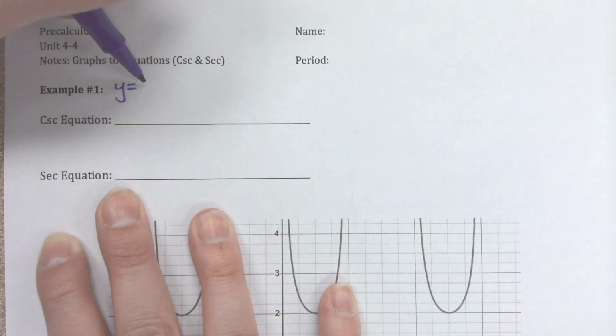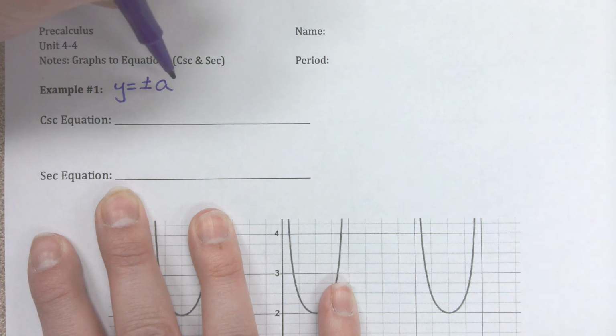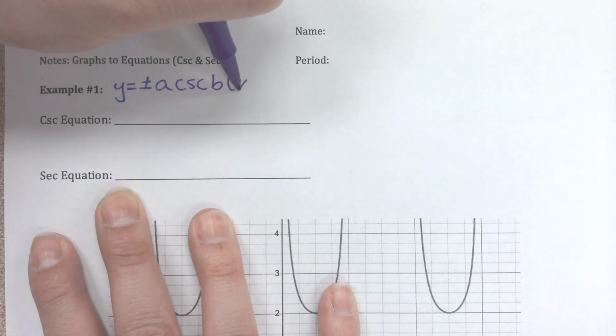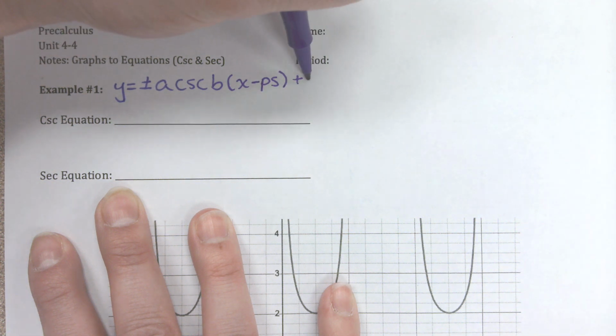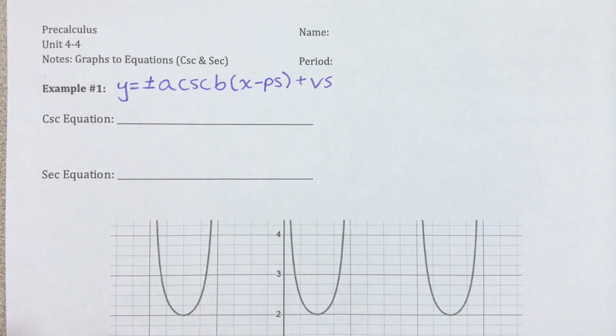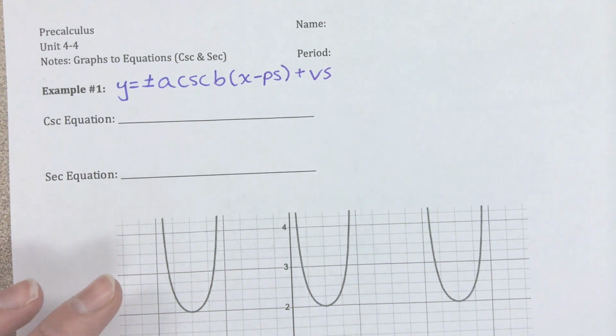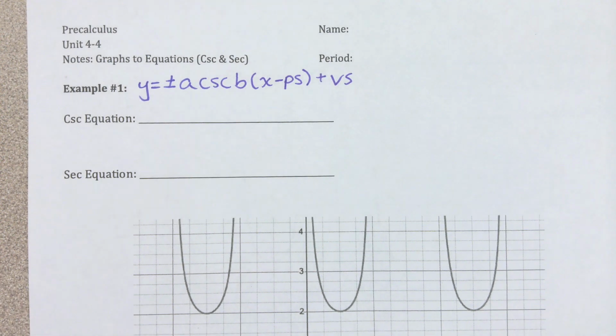Y equals plus or minus A cosecant B x minus phase shift plus vertical shift. And then, of course, it'd be the exact same for secant, but secant will be in the equation instead of cosecant.